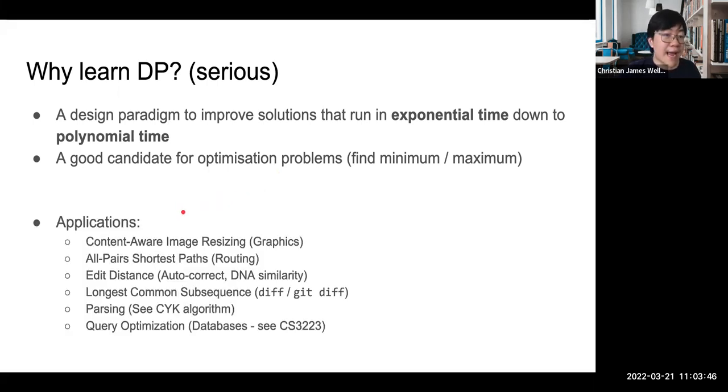Here are some applications of dynamic programming. Recently I learned about query optimization dynamic programming in databases in CS3230. Some of you who are taking it might have seen the algorithm as well. But this is just to give a few examples.